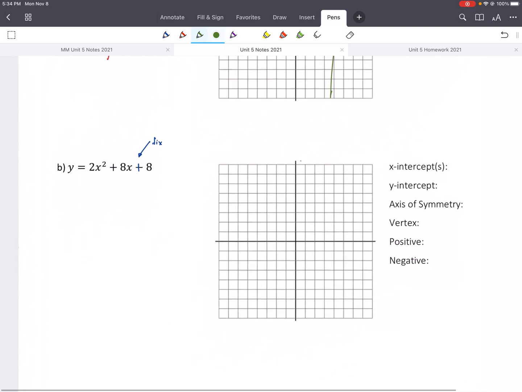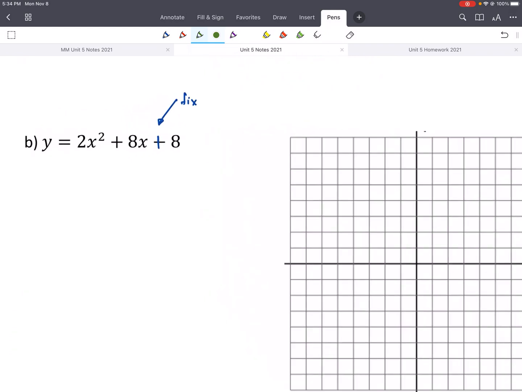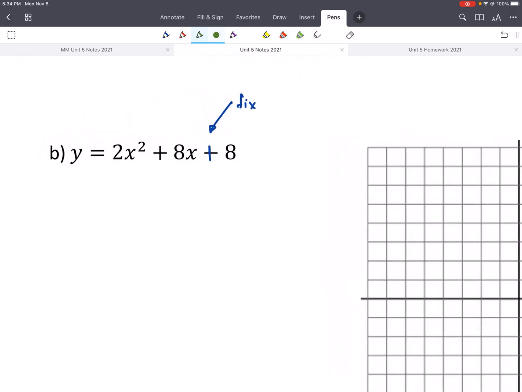All right, so here's another example. Pause and give this a try if you'd like. Notice that this needs to be fixed. It was a negative 8 at the end, but it should be a positive 8. So here we could factor out a 2.